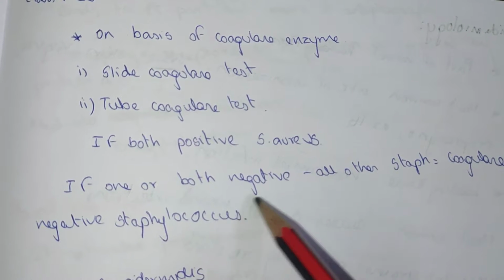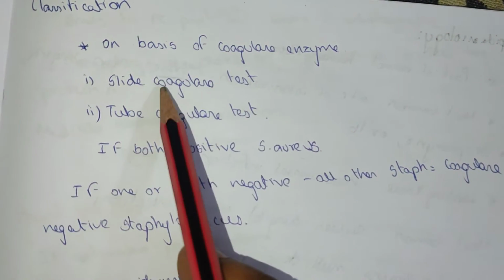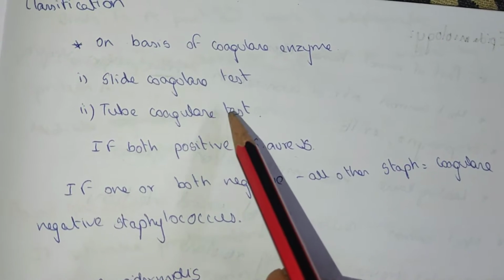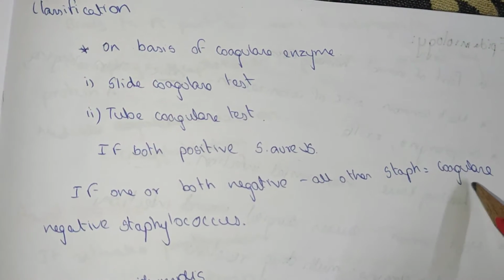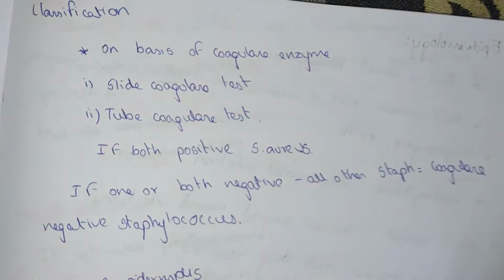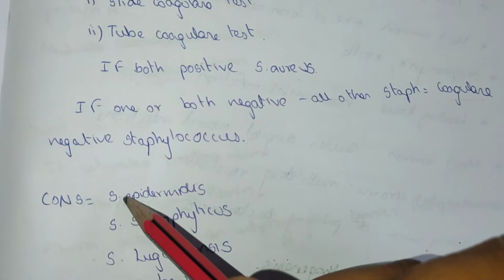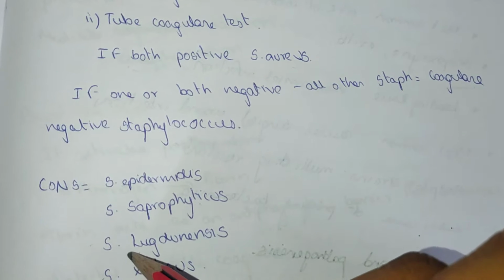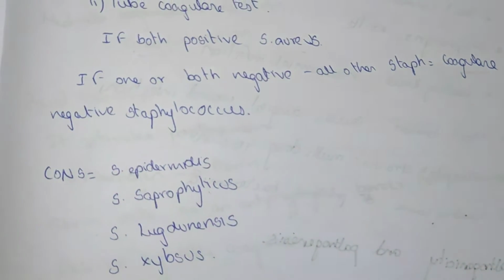If one or both are negative, that is, if the slide coagulase test is positive and the tube coagulase test is negative, or both are negative, these all come under one category known as coagulase negative Staphylococcus, collectively known as CONS. The CONS are Staphylococcus epidermidis, Staphylococcus saprophyticus, Staphylococcus lugdunensis, and Staphylococcus xylosus.